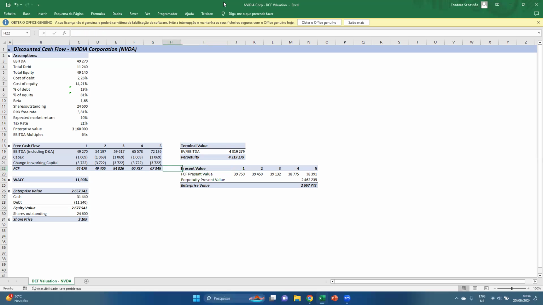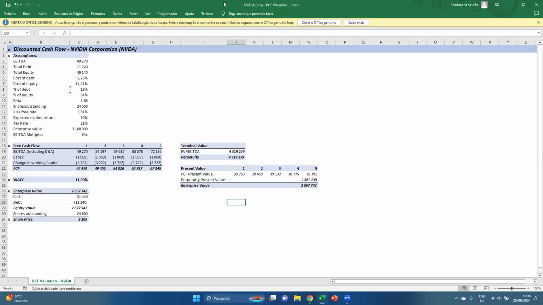We are going to discount these free cash flows based on the discount rate, which here is the WACC, the weighted average cost of capital, and we are going to have our present value discounted. Basically, we discount the free cash flow by WACC to have the present value of the free cash flow and of the terminal value, which is this that we have here.